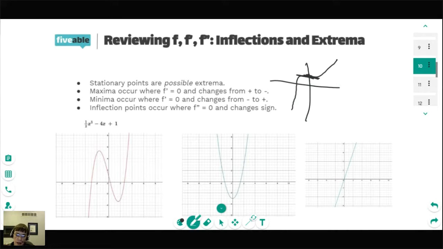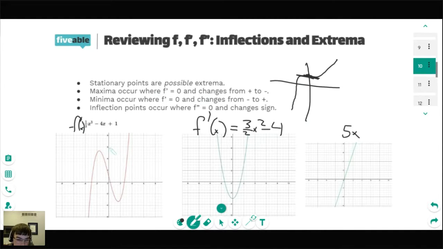And so a local maximum will occur when the derivative of a function is 0 and it changes from positive to negative. A local minimum will occur where the derivative is 0 and it changes from negative to positive. If we look at these graphs here, we've got f of x equals 1/2 x cubed minus 4x plus 1. Therefore our f prime of x will equal 3 times 1/2, which is 3/2 x squared minus 4. Over here, we'll have f double prime of 3x.